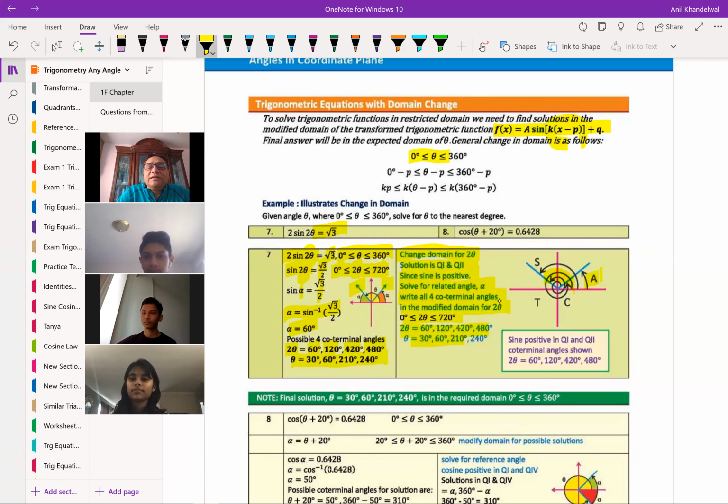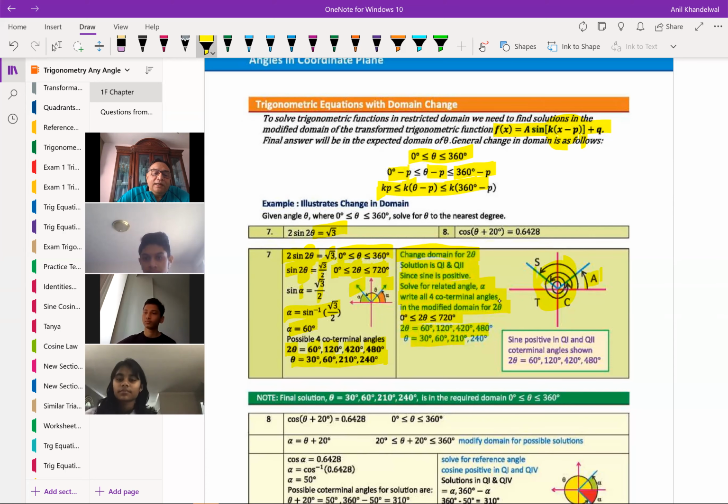So if you are given theta between 0 to 360 degrees, first thing you should do is take away p, right? X minus p from each side. So you get 0 degrees minus p is less than or equal to theta minus p, which is less than 360 minus p. And then you have to multiply by k to get the right domain to work in. You get the idea? So you have to modify the domain first to see all possible solutions, right? So now you understand. You're looking into the coterminal angles in the same quadrants, correct?